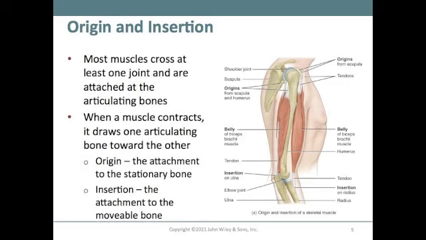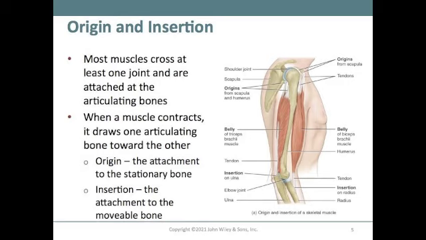So, and this is something that you need to understand here, the origin is the attachment to the stationary bone. So when I move my elbow, or when I adduct my forearm towards my face, this humerus is staying stationary. All right, so we see here that muscles are connected to bones with what we call tendons. And these tendons, since they are connected to the stationary bone, this is what we call an origin. So this is the origin of the biceps.